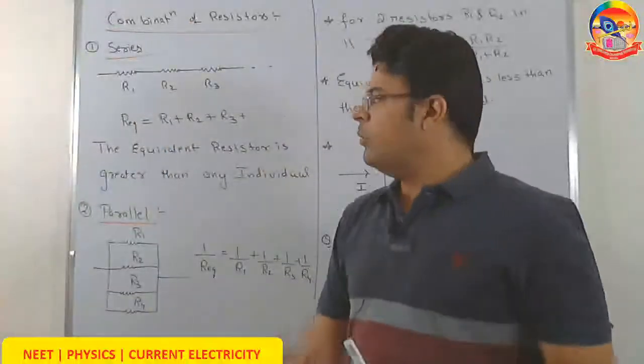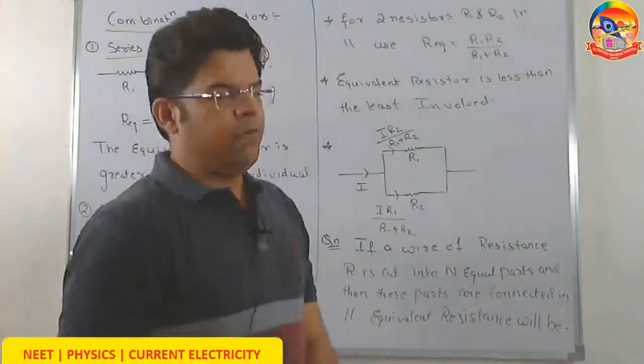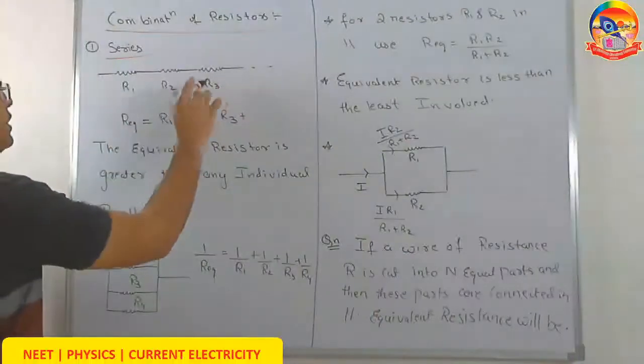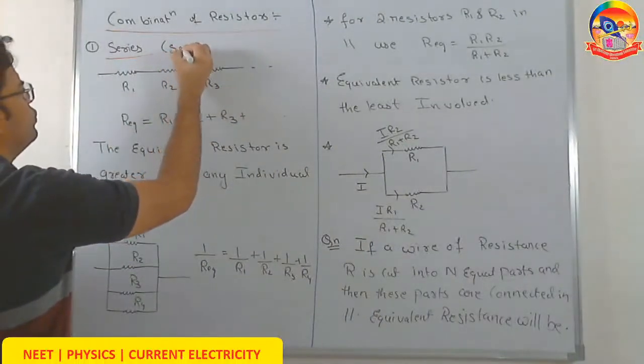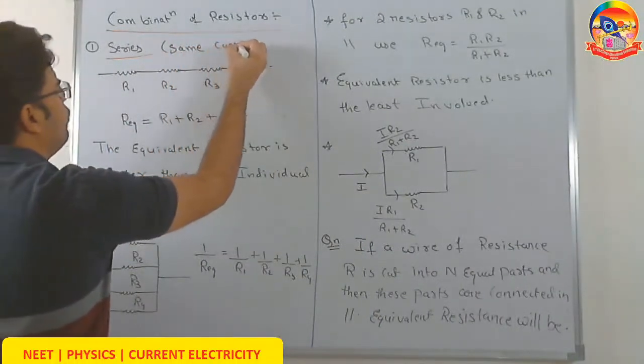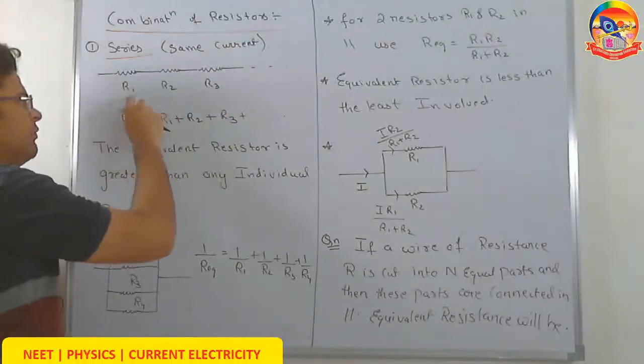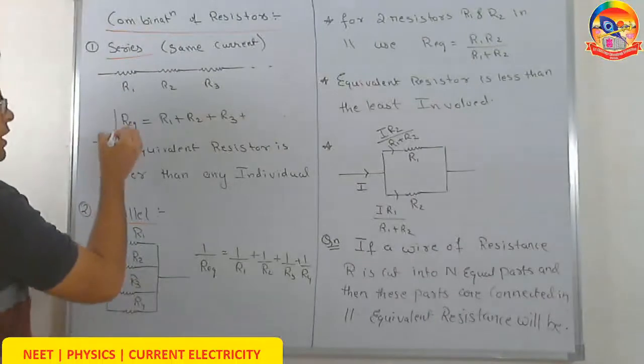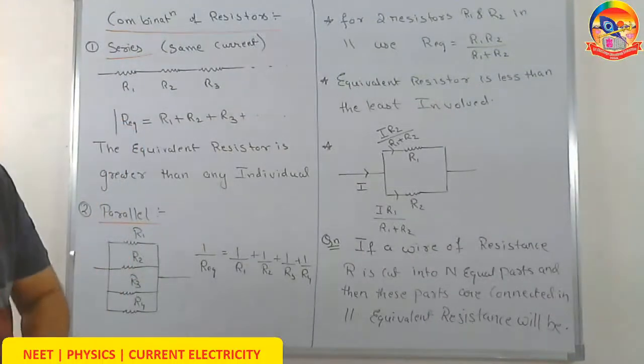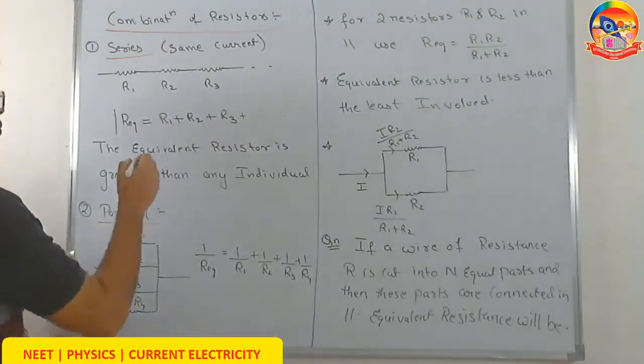So now let's do combination of resistors. First, series. Resistors are said to be in series when the same current flows through them. Now, if you have multiple resistors R1, R2, R3 in series, then their equivalent resistance comes out to be equal to R1 plus R2 plus R3 and so on.